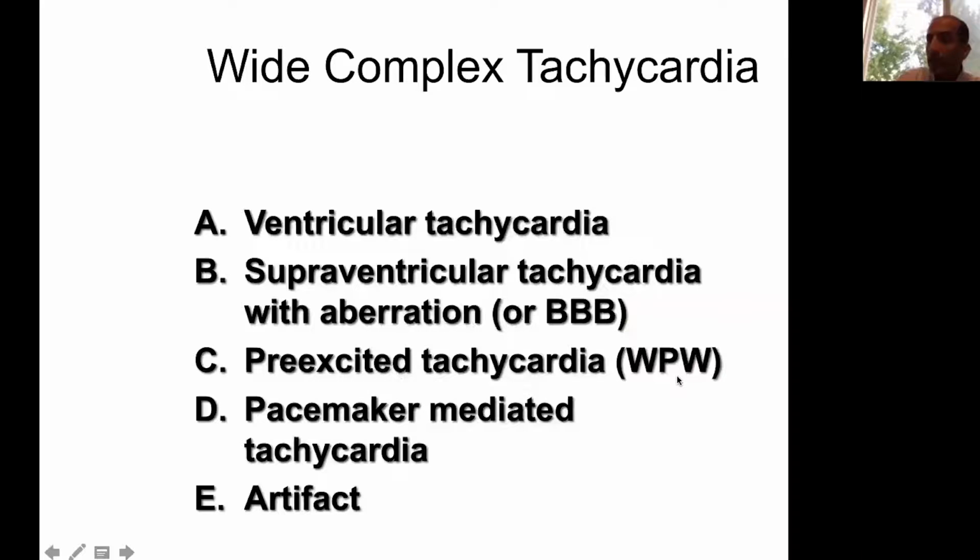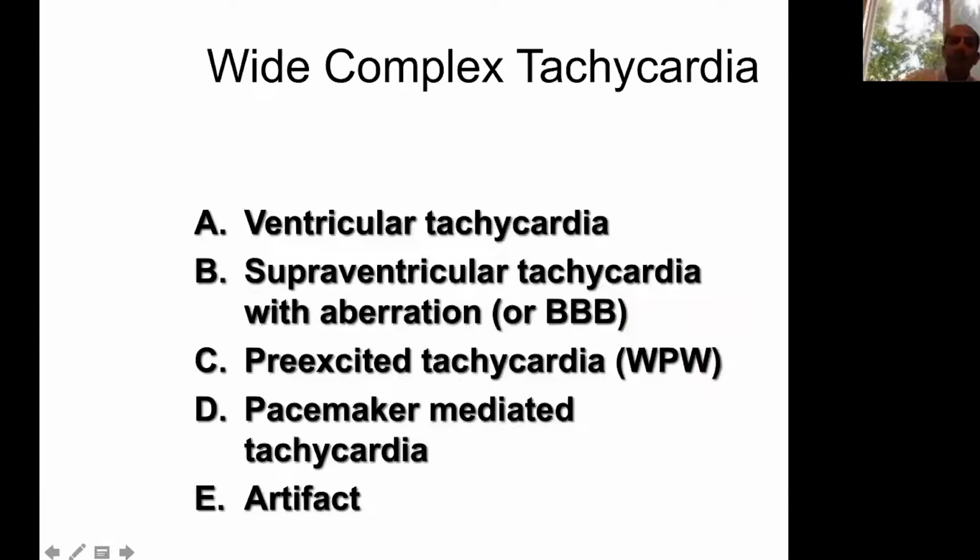If you look at the old EKG, you will see a short PR interval, a delta wave, and a wide QRS. Once you see that, you make a diagnosis that you have WPW, and now what you're seeing is pre-excited tachycardia. The other thing that can cause wide complex tachycardia is pacemaker-mediated tachycardia. Somebody has a pacemaker in the lower chamber of the heart, it always activates the ventricle with a wide complex. So that tachycardia will be a wide complex tachycardia.